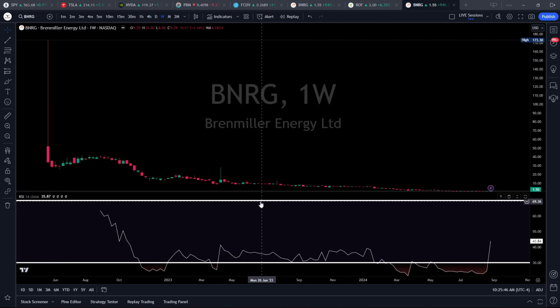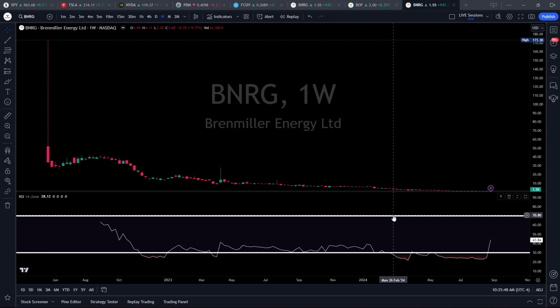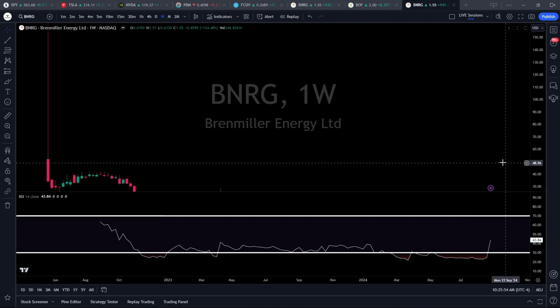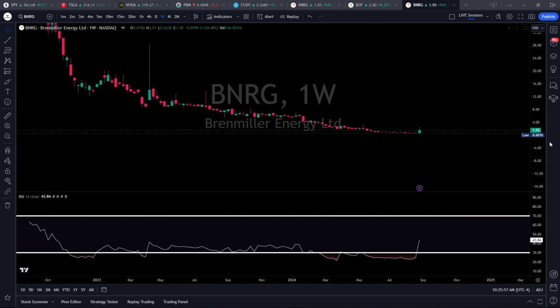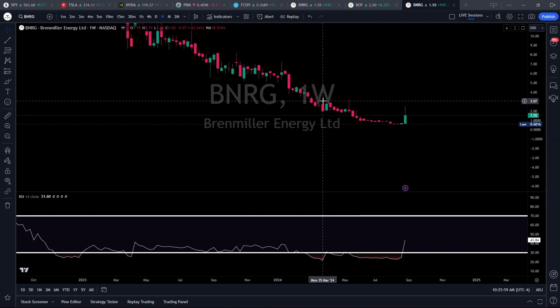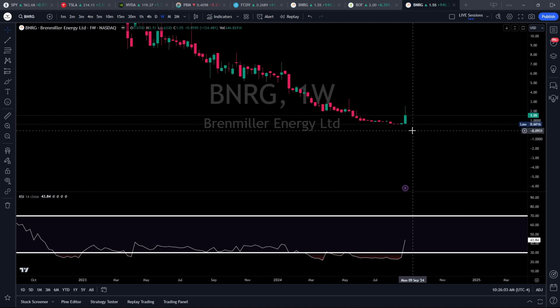You can see that there is no time that the weekly RSI went above this 70 level. So there's never a time that that's even happened. Now we did go below 30, so we did sell off here. That's going to be on this candle. It did pop the next candle, but then continued to fade off since then.